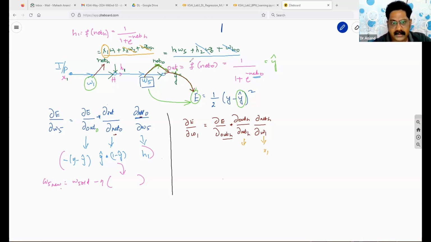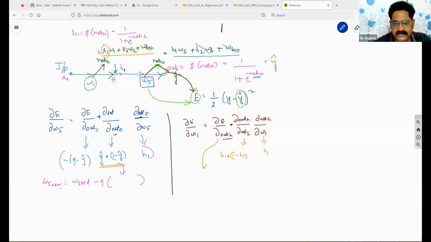Like the way the derivative of the output, F dash of net at O, we expressed as Ŷ into 1 minus Ŷ, right? In the same manner, the derivative of the output at the hidden can be expressed as, if I keep this as H1, H1 into 1 minus H1, isn't it? H1 into 1 minus H1, like the way Ŷ into 1 minus Ŷ. So these two terms you directly substitute.